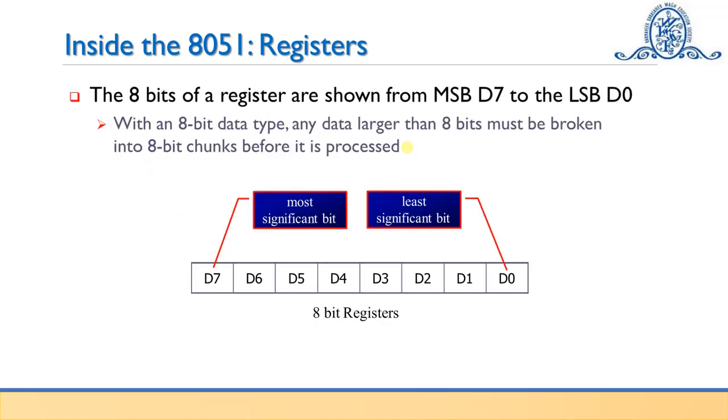Now this is a simple 8-bit register, which is shown here. The least significant bit is called D0 and the most significant bit is called D7. With an 8-bit data type, any data larger than 8 bits must be broken into 8-bit chunks before it is processed. So you can have units of 8 bits and then process those units.